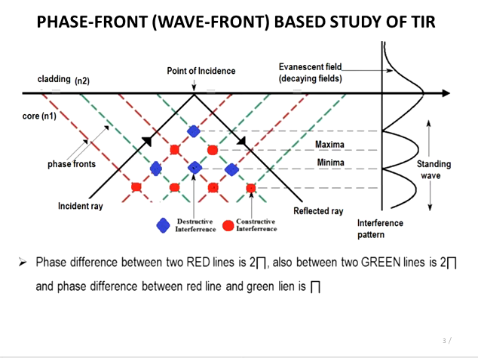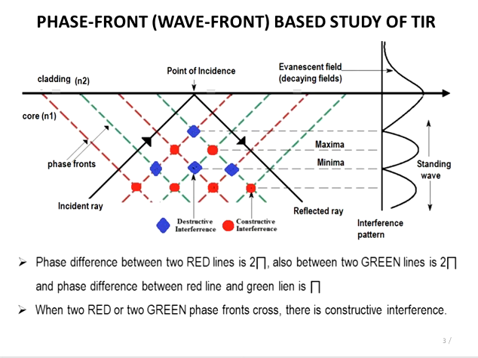So as shown in the figure, there are two types of lines, green lines and red lines. The difference between two green lines is 2 pi, or the difference between two red lines is 2 pi, and if we consider one red line and one green line, then the phase difference between them is pi.